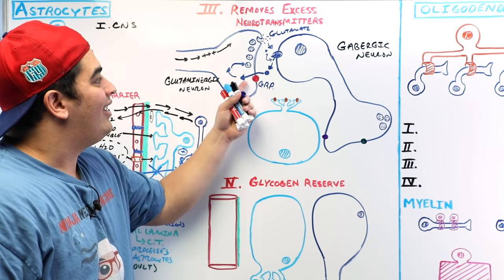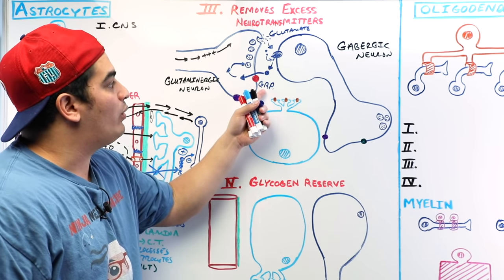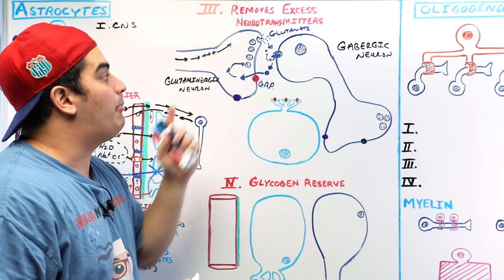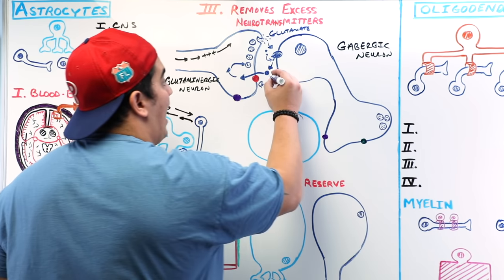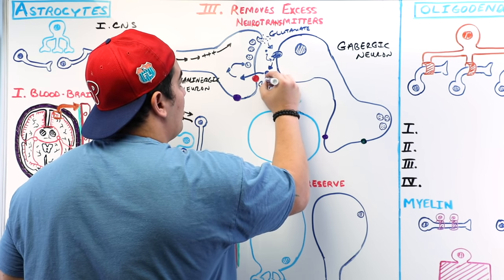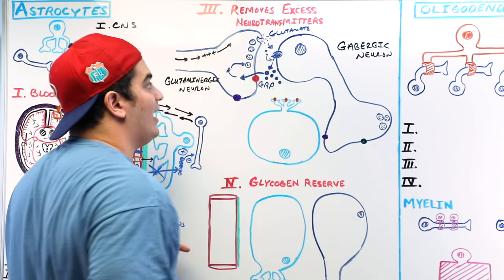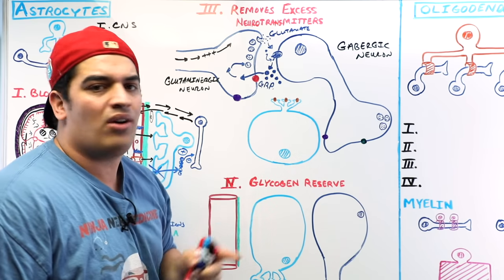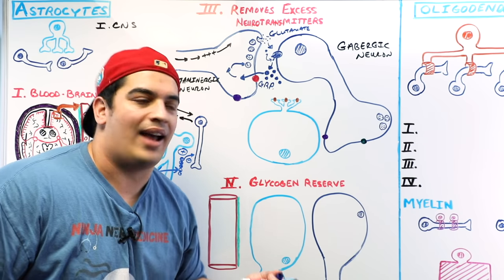Problem is though, these glutamate reuptake proteins can get saturated after a while, and they can't take up as much glutamate. And so guess what will happen? Glutamate will just start accumulating and sitting in this synapse. We can't let that happen. It's going to keep stimulating this neuron. So how do we prevent that?